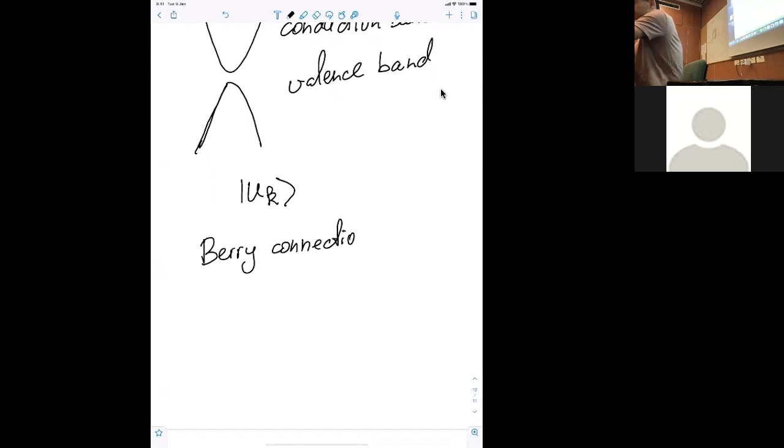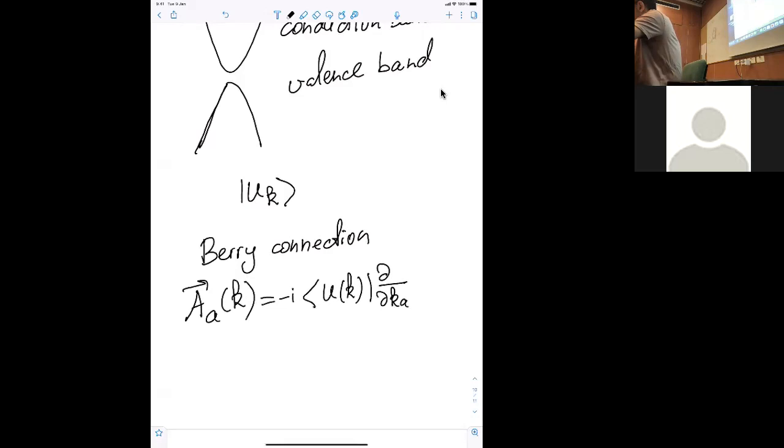So what you do, you have a Berry connection. It's a vector that depends on the position in K space. So this is a component of this vector, and it's equal to minus i, and then there is a scalar product of the Bloch function and A's components of the gradient in the K space acting on another Bloch function. So this is a vector.